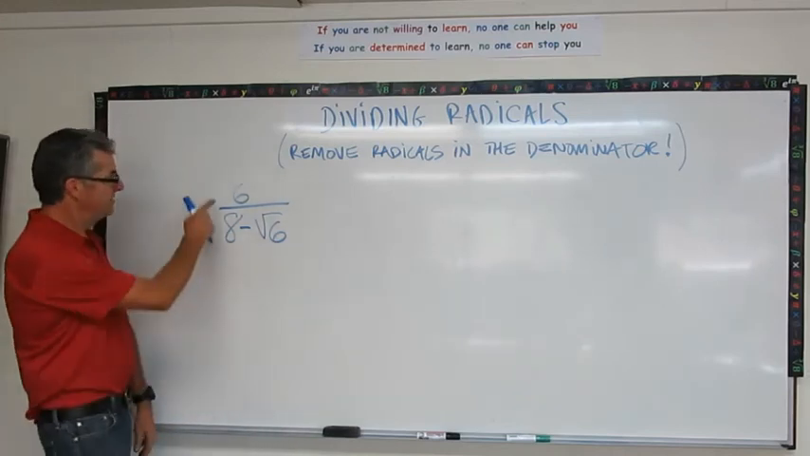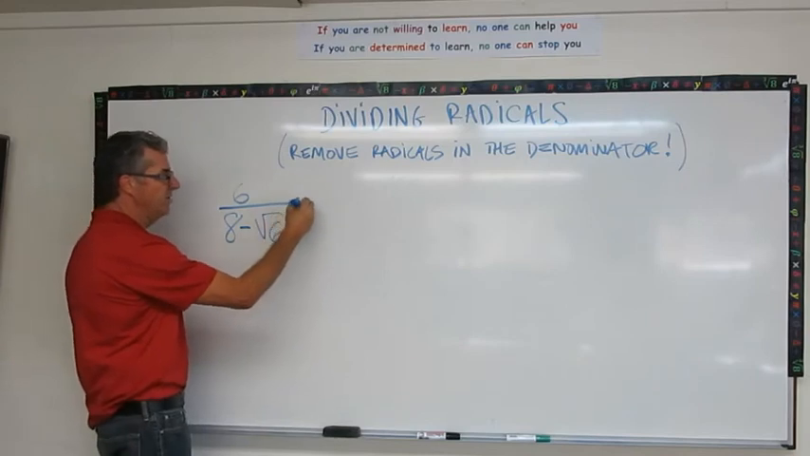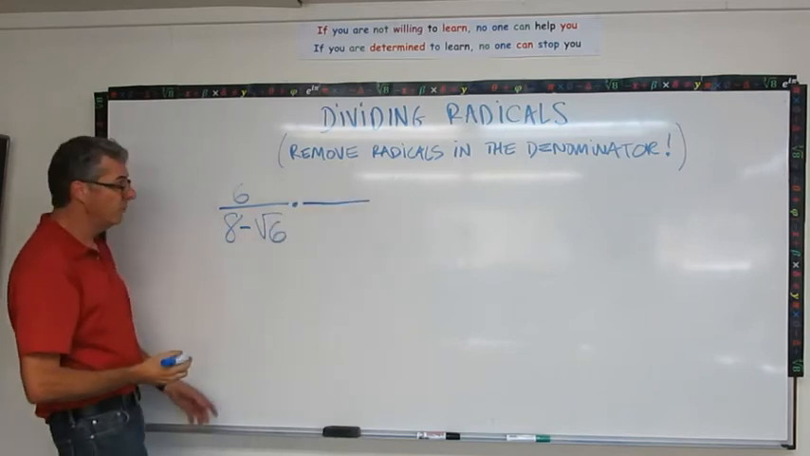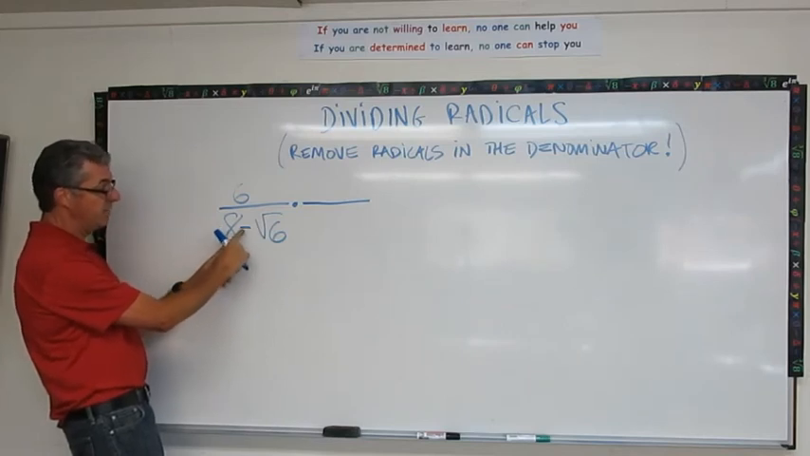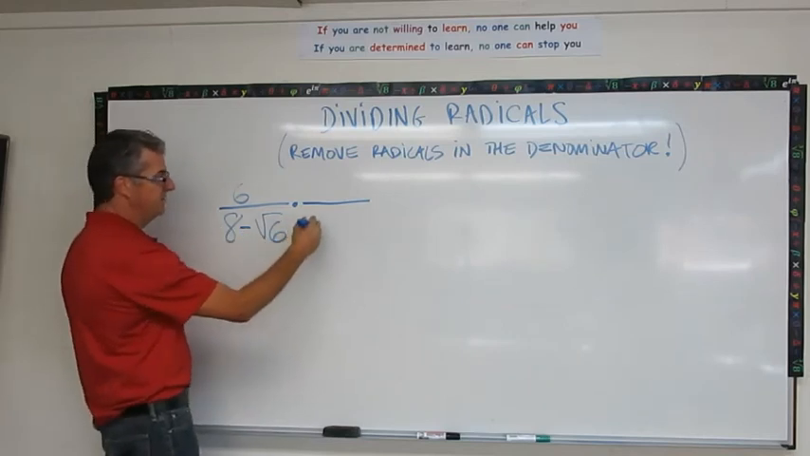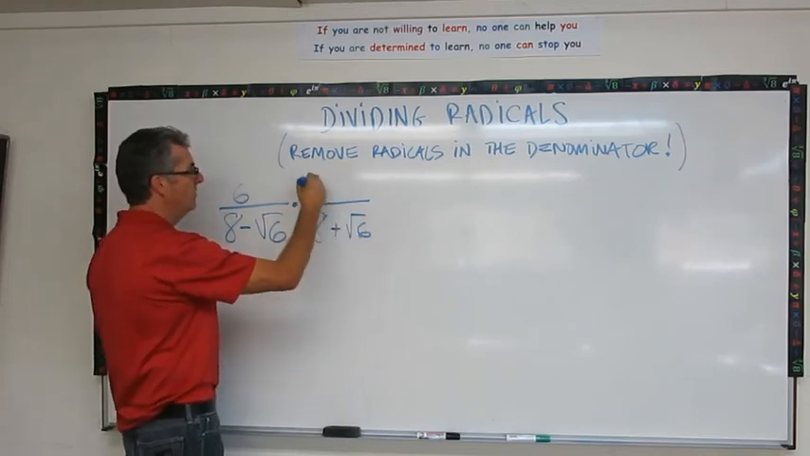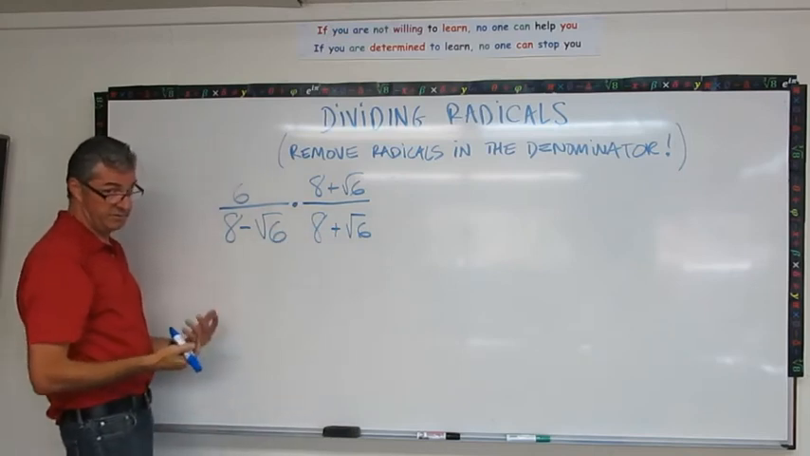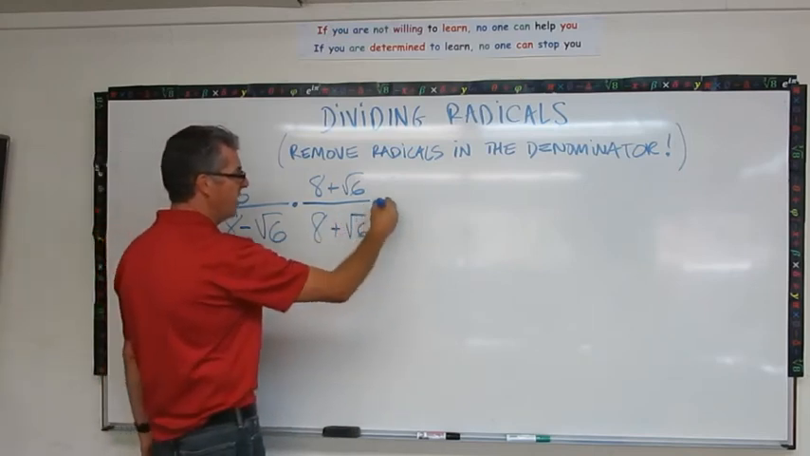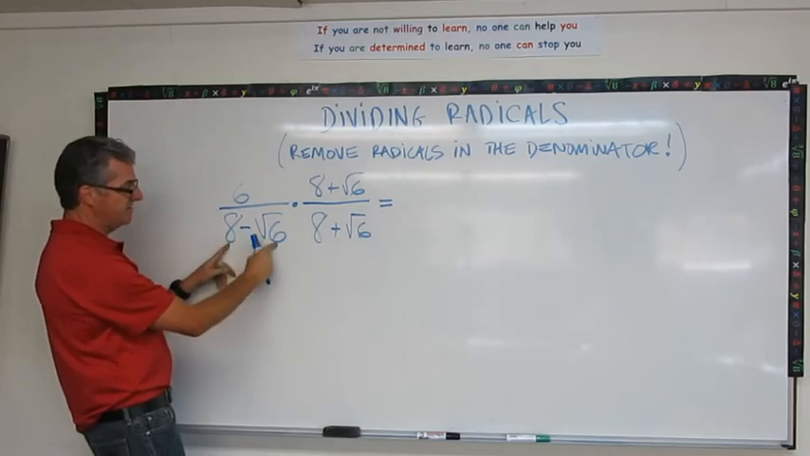result. 6 over 8 minus root 6. So what we're going to do is multiply by a weird and wacky version of 1. It's just going to be this thing, since that's a minus, it's going to be this thing plus that thing. So it's going to be 8 plus root 6 over 8 plus root 6. So just 1, just a weird version of it. So now let's do our math. It's going to be this thing squared minus that thing squared.